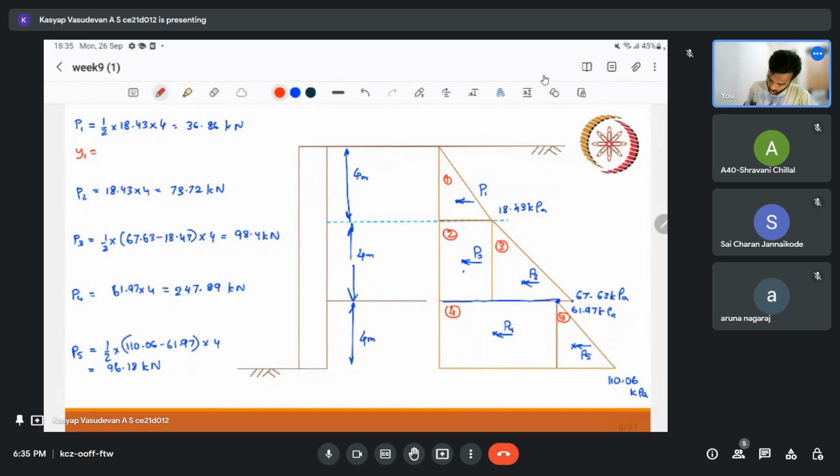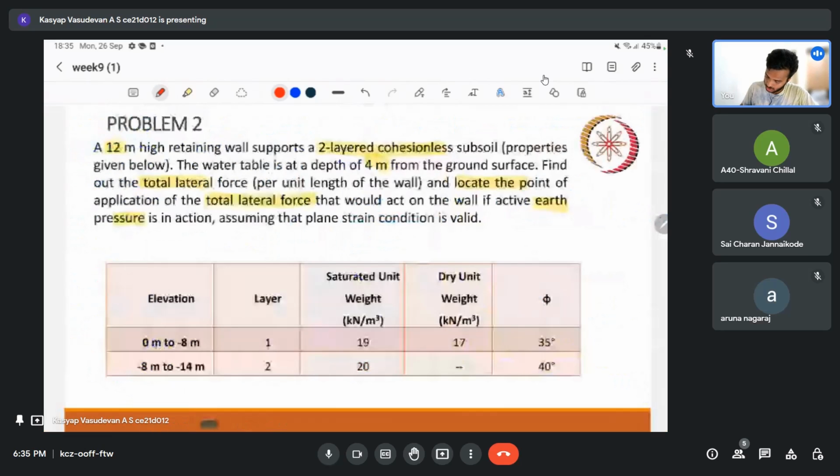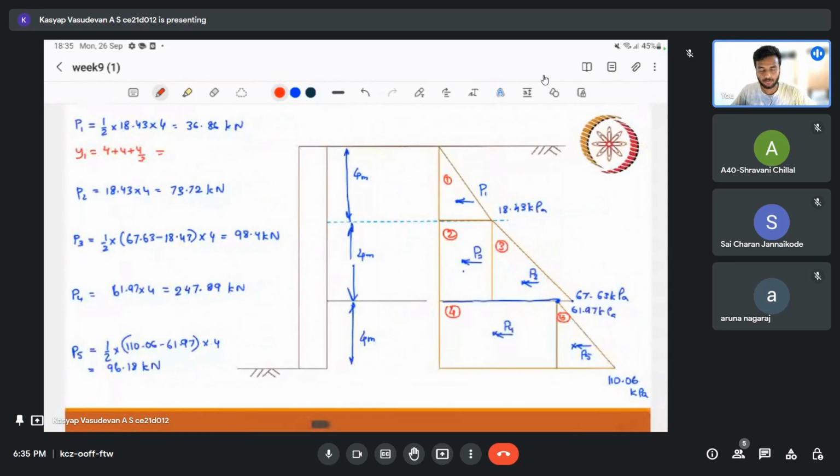So for P1, y1 is 4 plus 4 plus 4 by 3. I'm measuring it from the base, because in the question they have not told anything about the reference, but we can say that our final answer will be with respect to the base. Since it's a triangle, it will be 4 by 3. So this turns out to be 9.33 meter.